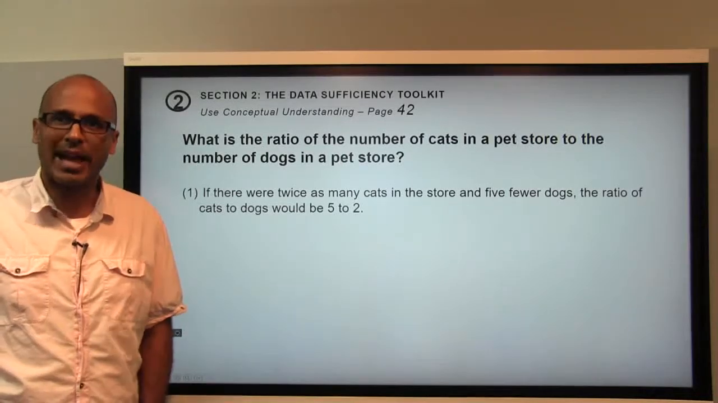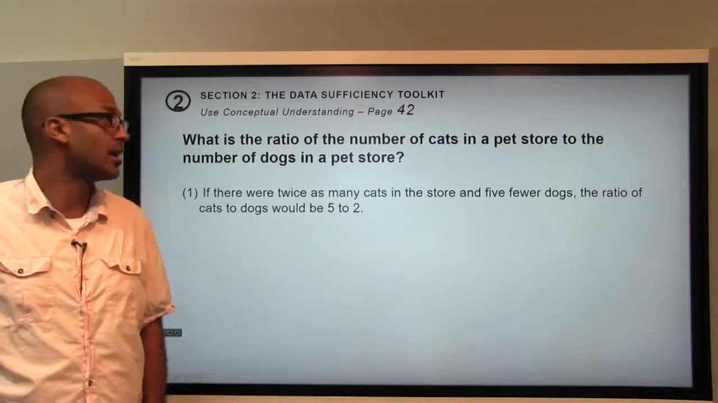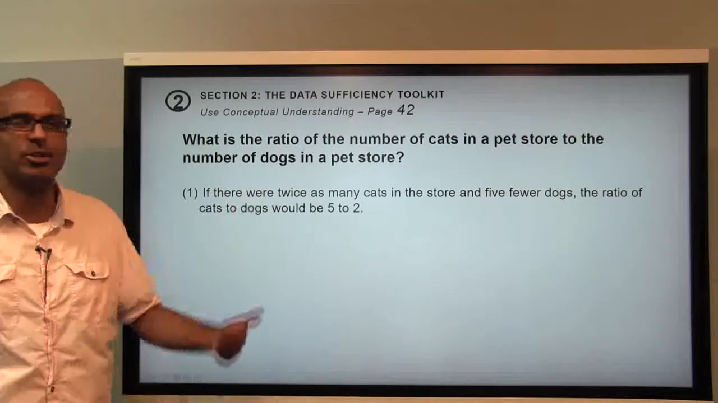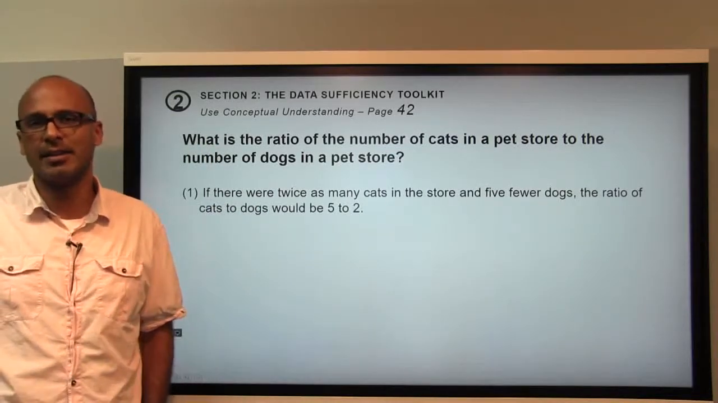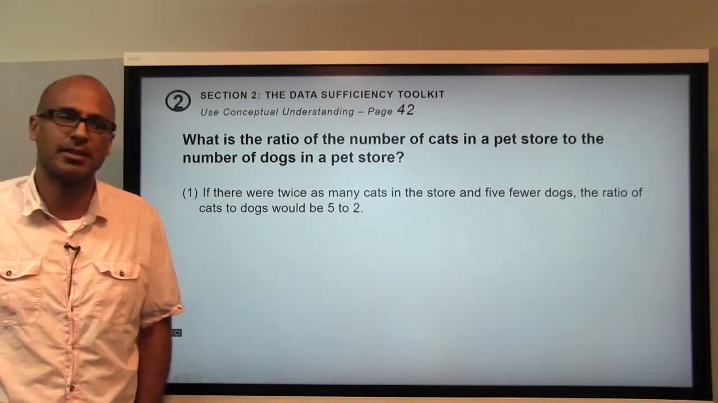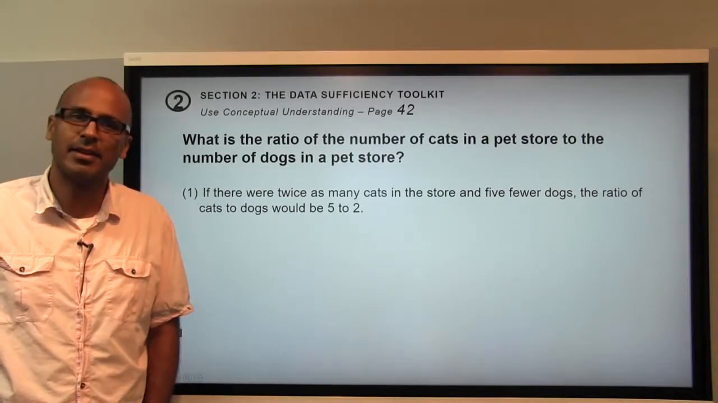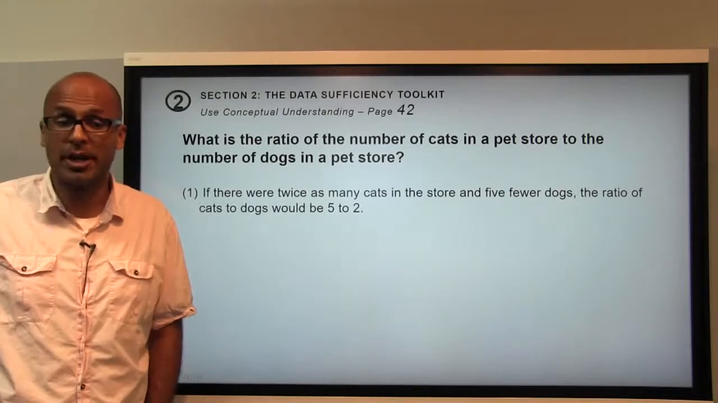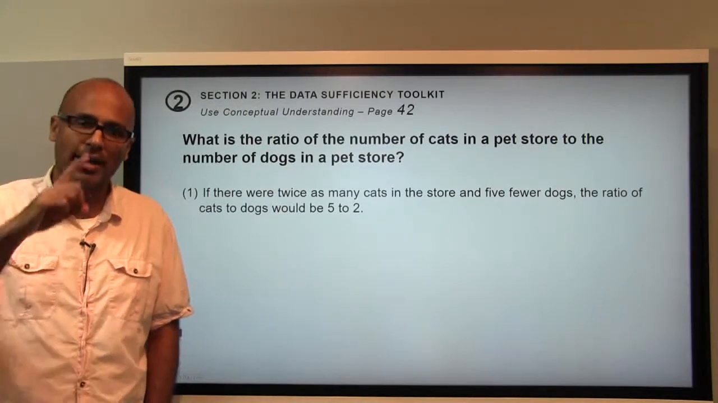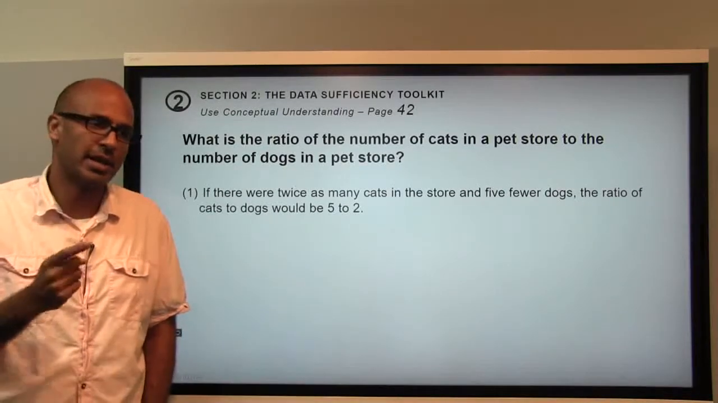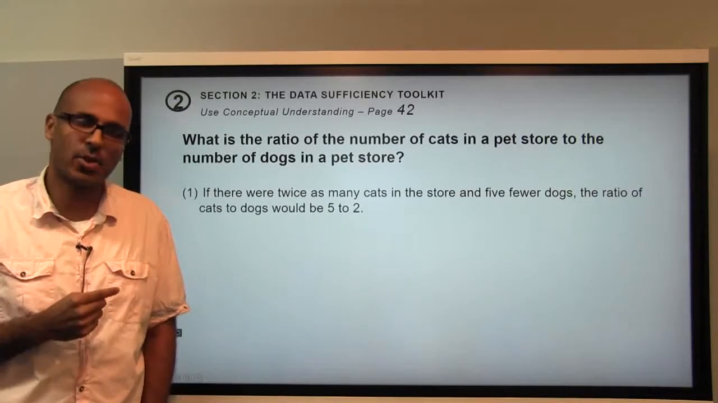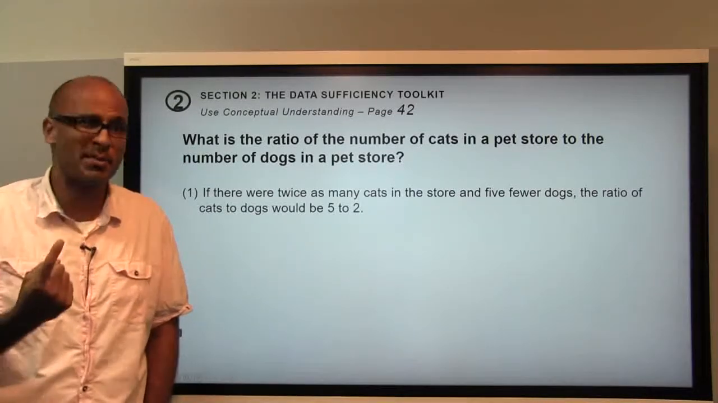All right, let's take a look at this second question here. It's under the section to use conceptual understanding. What does conceptual understanding tell you? It means you don't got to do the math if you don't want to do the math. And I think if you have a good understanding of the concepts here, you should identify the one word that's going to make or break sufficiency on this question. If you cannot identify the one word, that means you don't know the concept.